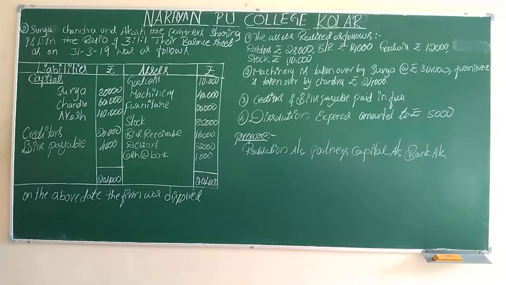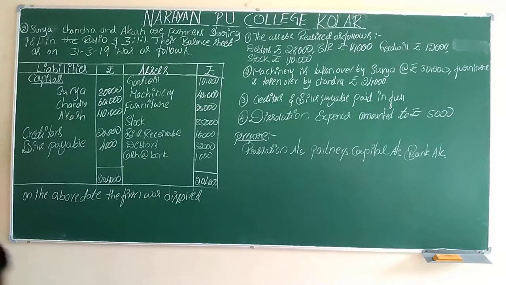Adjustment number 3. Creditors and bills payable paid in full. This is a new adjustment for you people. And number 4. Dissolution expenses amounted to rupees 5,000. Then prepare the realization account, partners capital account, bank account. So this is the information given. So for this we have to move to the solution.